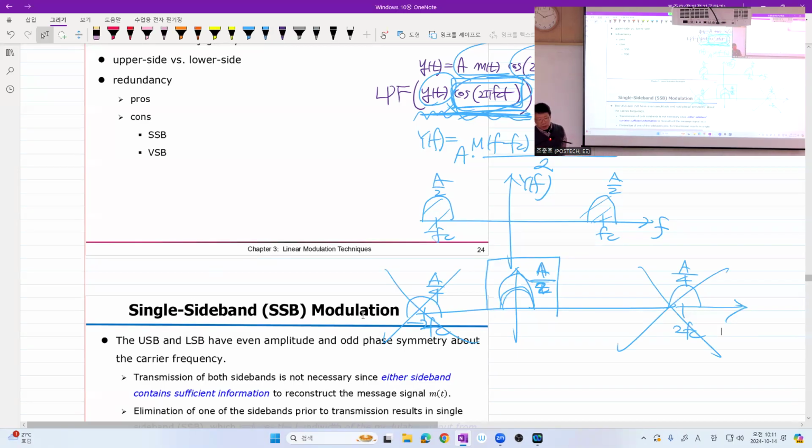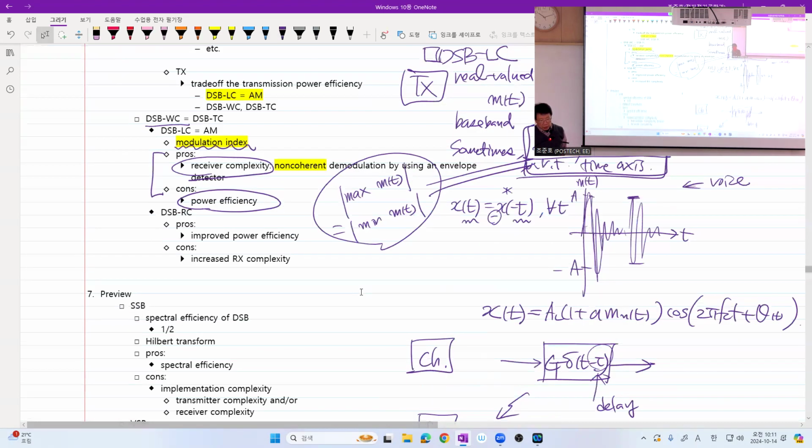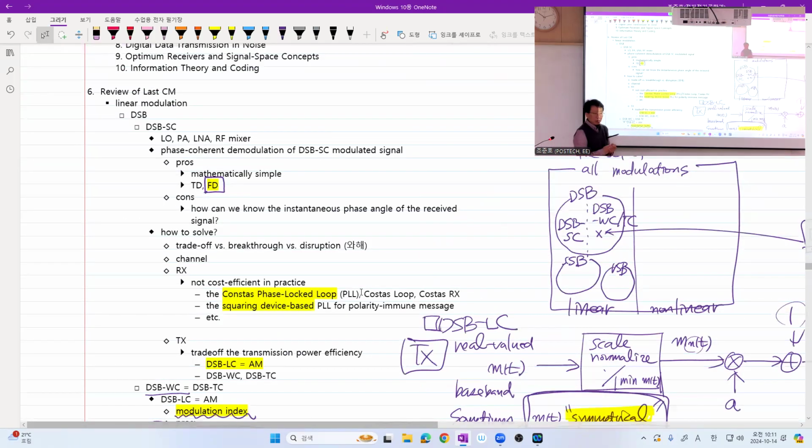Of course, this simple demonstration becomes complicated if you have some phase. But anyway, basically the idea is the same. Now, are we happy with the variety of DSB modulations? We have DSB with transmitted carrier. We have DSB with suppressed carrier. And among DSB with transmitted carrier, sometimes we have DSB with reduced carrier, but sometimes we have DSB with large carrier. Are we happy? The problem is this one.